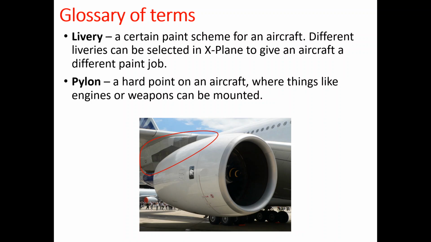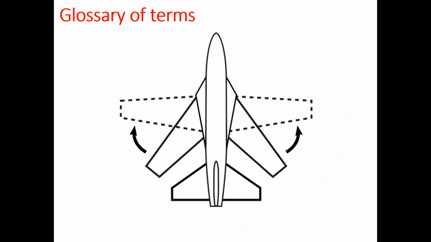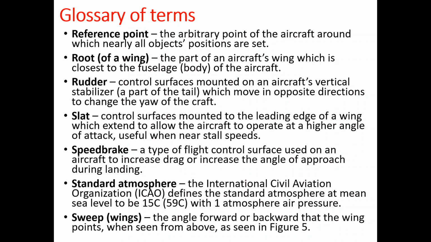But this is actually pretty interesting. We also have the pylons, which are hard points on the aircraft where things like engines and weapons can be mounted. This red area is the pylon of an aircraft. This should have been an animation, but it is not. So we have the reference points. Some of these are only for the Plane Maker software, like the reference points.